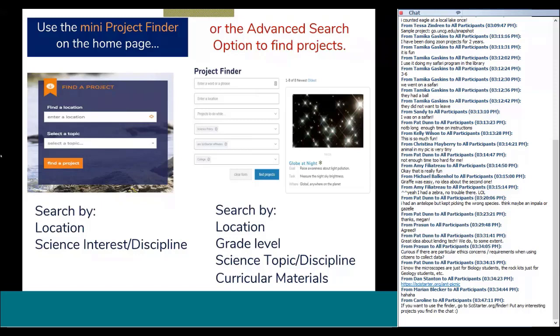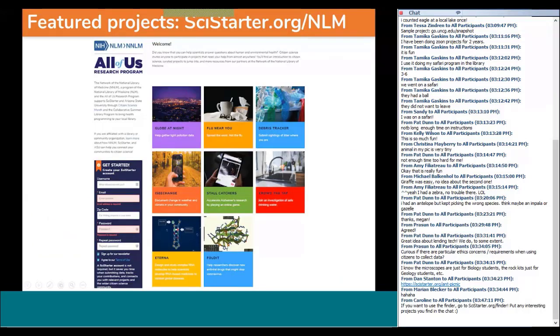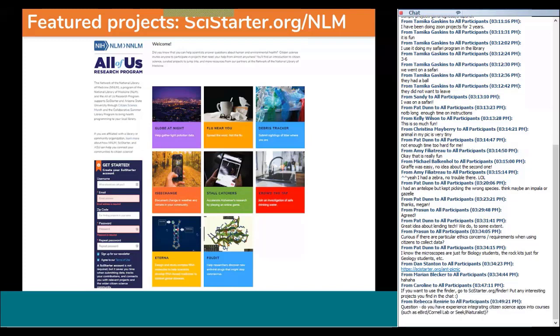So next slide, please. So here we have the scistarter.org/NLM site that Caroline mentioned before. And this is another thing that we've done with SciStarter with different partners. Obviously, NLM wants to do projects that are health-related, environmental health research or human health.